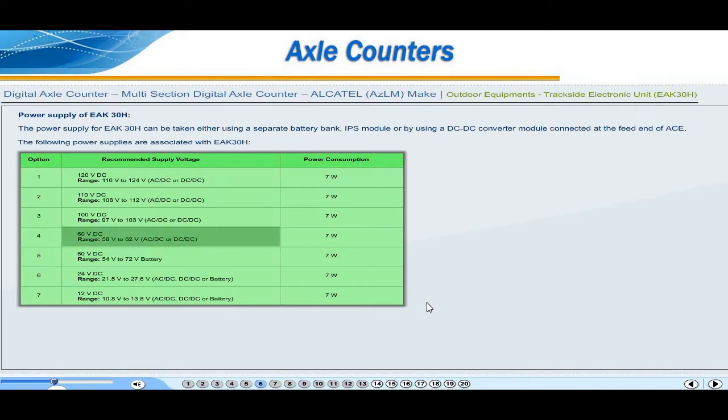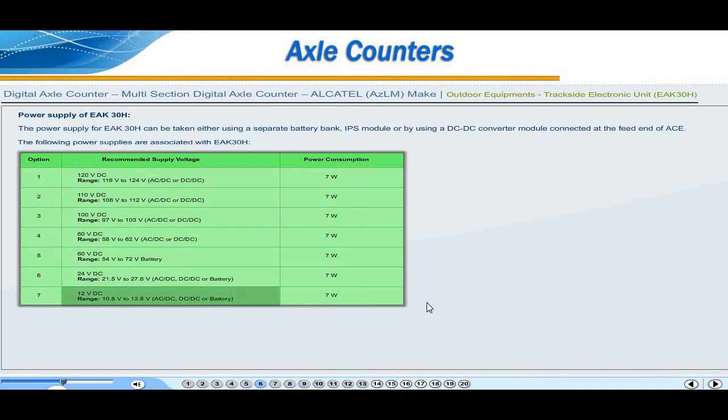60-volt DC supply using AC-DC or DC-DC converters as per the supply arrangement. Its range is between 58 volt to 62 volt DC. 60-volt DC supply using battery. Its range is between 54 volt to 72 volt DC. 24-volt DC supply using AC-DC or DC-DC converters or battery as per the supply arrangement. Its range is between 21.5 volt to 27.6 volt DC.